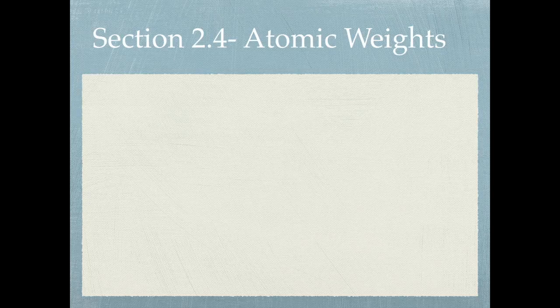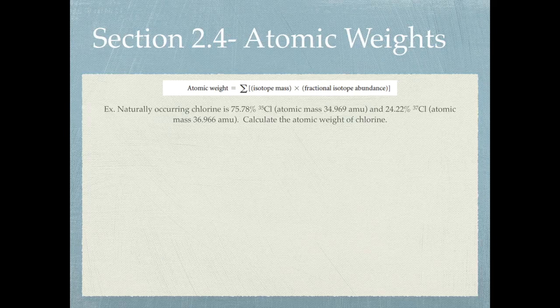Now really quickly, if you look at the periodic table, you don't actually see mass numbers. Instead, you find atomic weight. And that's because we sum the weighted average of all of the different mass numbers. So for example, if you have 75.78% chlorine 35 and 24.2% chlorine 37, meaning 75% of the naturally occurring chlorine is chlorine 35 and 24% of the naturally occurring chlorine is chlorine 37, what you're going to do is take a weighted average.